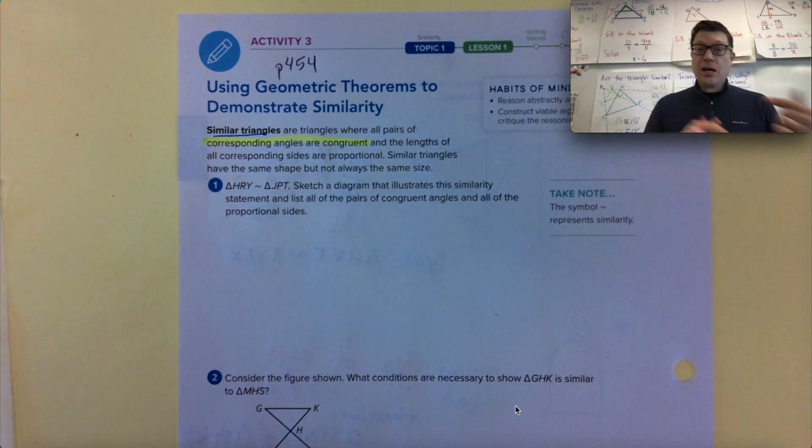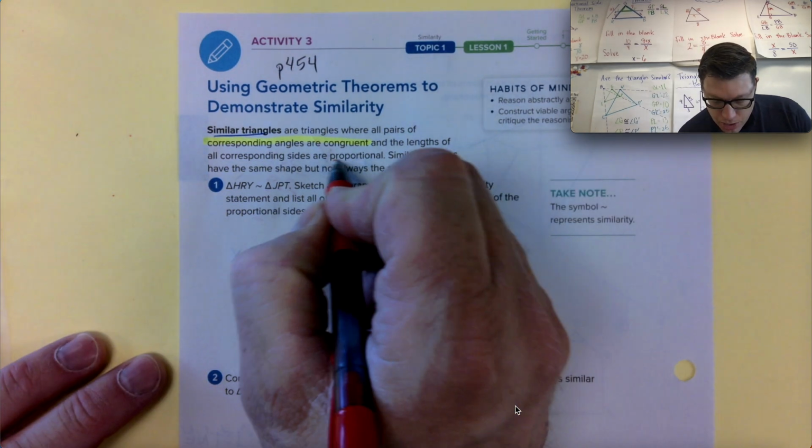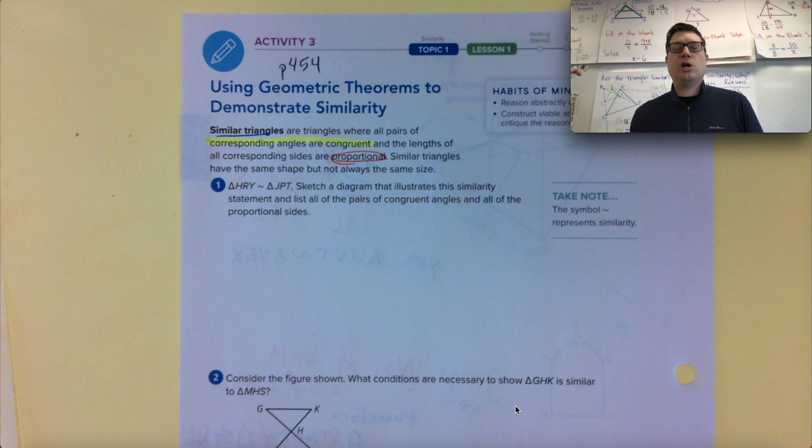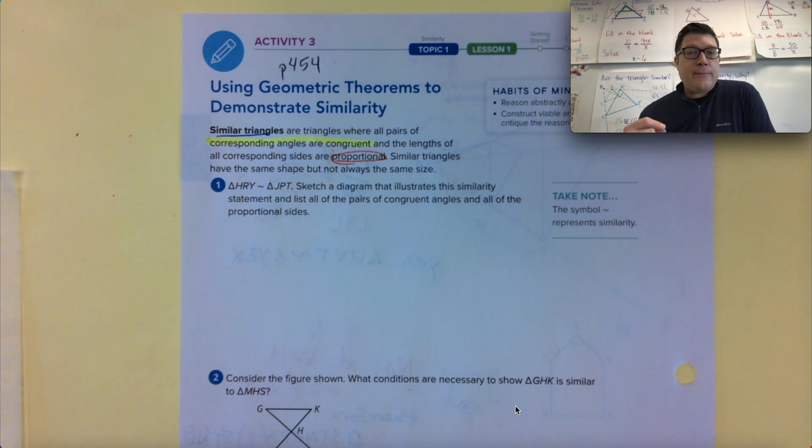The lengths of the sides are proportional, and so that's the other vocabulary word to focus on. They are going to be the same shape, but they're not necessarily going to be the same size. Same shape, not the same size.